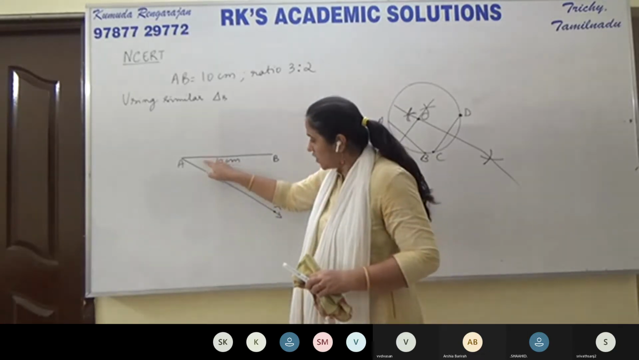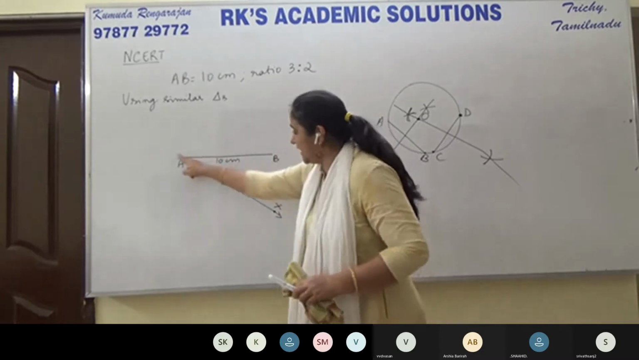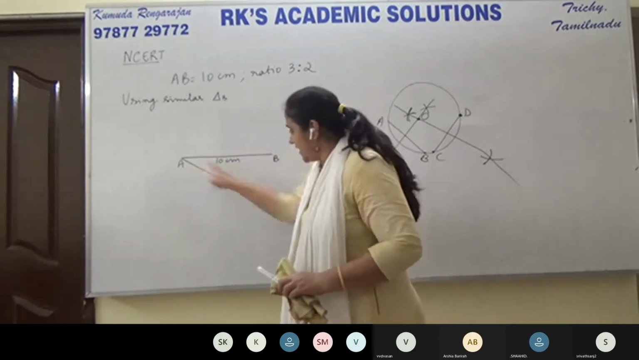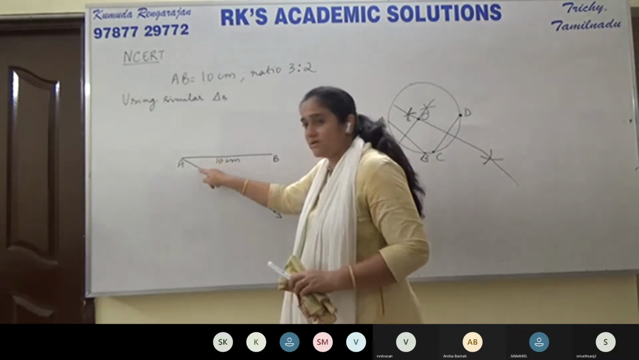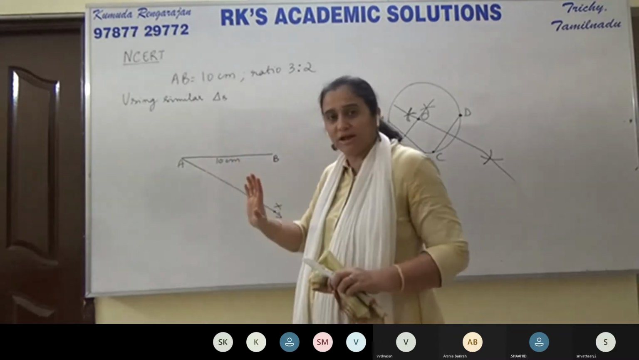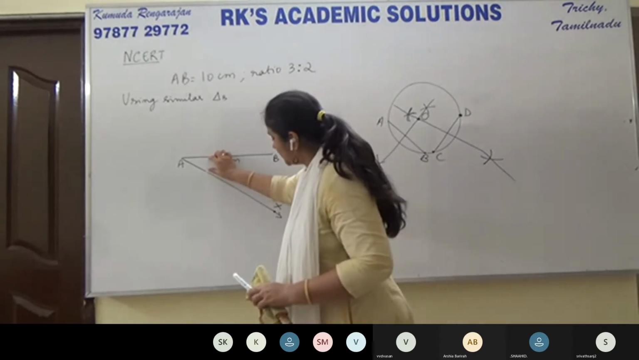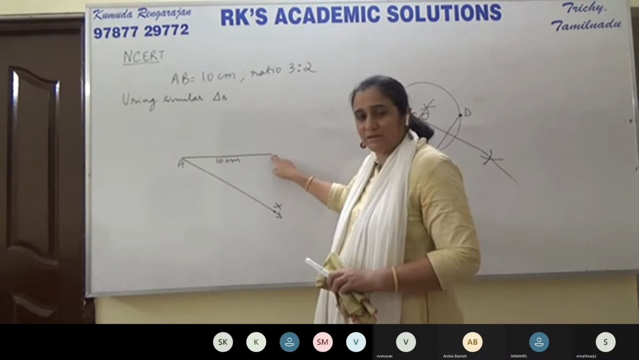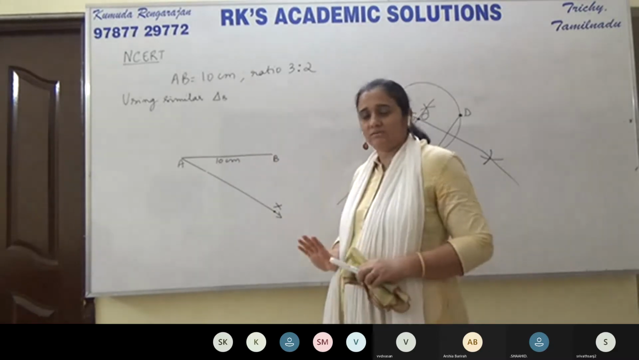Angle BAX is formed. There's only one angle formed at this point. We are going to duplicate this angle. We are not going to measure it with the protractor. Whatever is the measure of the angle here, we are going to bring it at B. Now how do we do that?